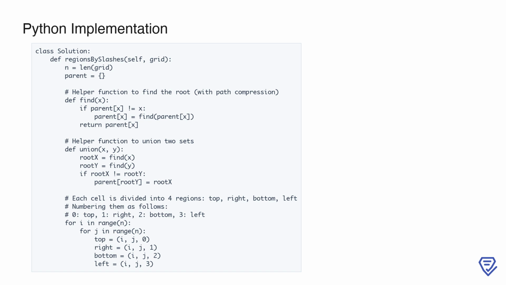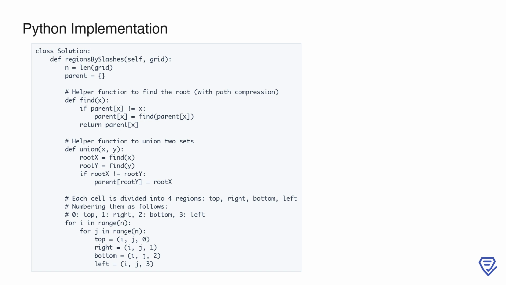Here, we begin by defining a class called Solution and implementing the regionsBySlashes method. The input to this method is a grid, which represents the slashes and spaces in a square grid. First, we determine the size of the grid, n, and initialize an empty dictionary called parent, which will later be used for the union find data structure. Next, 2 helper functions, find and union, are defined. The find function identifies the root of a given region using path compression to optimize the process, ensuring that subsequent lookups for the same region are faster. The union function merges 2 regions by linking their roots, ensuring that they belong to the same connected component.